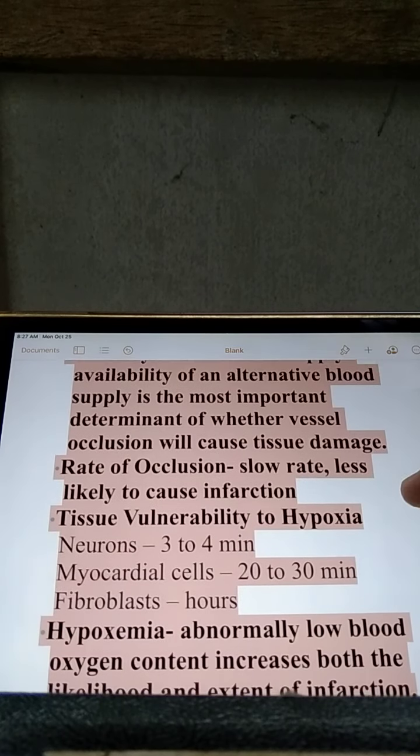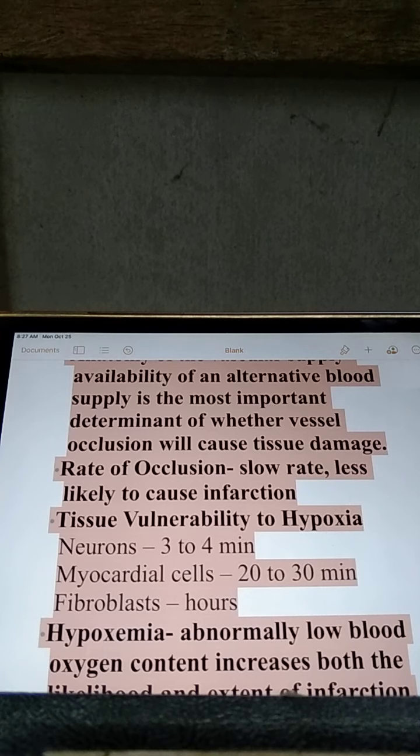Rate of occlusion: slow rates of occlusion are less likely to cause infarction because they provide time for alternative blood supply to develop, so it is a process of developing.